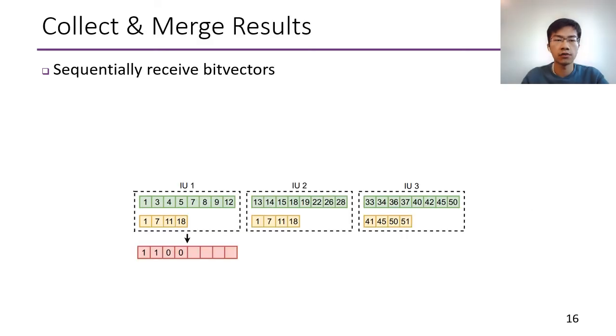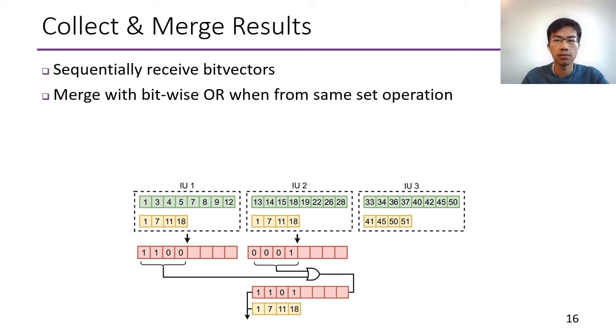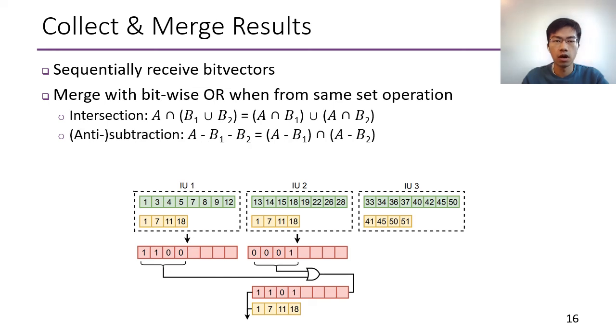When collecting results from the IUs, the result collector sequentially receives the bit vector. If the current segment matches with the same long segment as the previous one, we need to aggregate the two bit vectors with bitwise OR. For intersection, we union the ones in the two separately computed results with bitwise OR. For subtraction, we intersect the 0 bits, also with bitwise OR. The bit vector and its associated segments from each IU will be translated back to list representation.